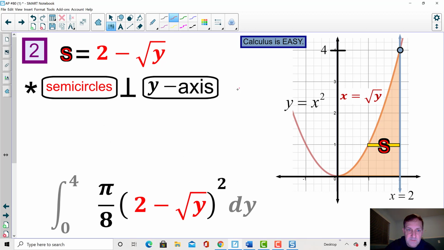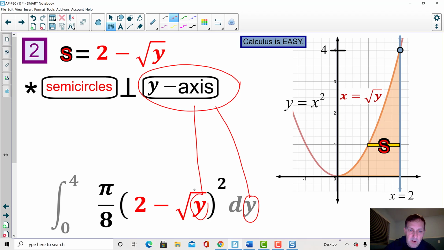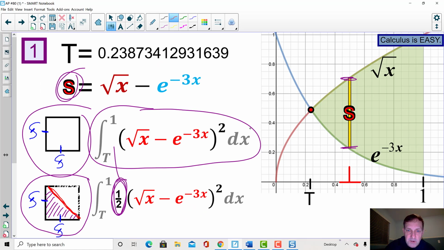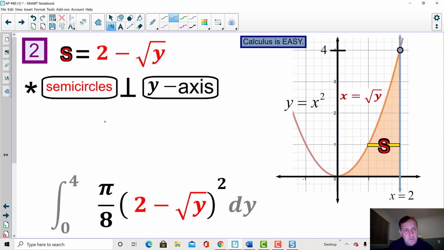I do want to point out that sometimes you get them perpendicular to the y-axis, and that's when you're going to see a dy, a function of y, and your bounds are going to be y equals 0 to y equals 4. And if it's perpendicular to the x-axis, let's go back and take a look at that. Then you're going to get a dx, you're going to get functions of x, and your bounds go from x equals to x equals. So that's pretty much it.